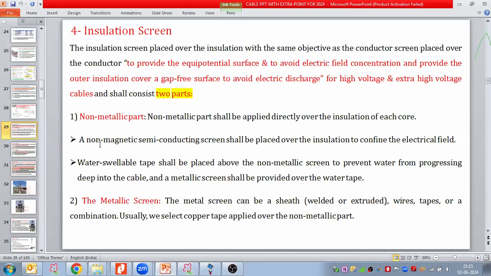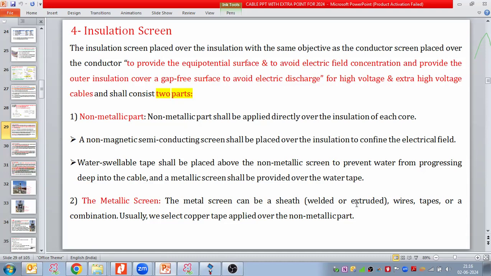And we take one water soluble tape, which shall be placed over the non-metallic screen to prevent water from progressing deep into the cable. So for that we are taking this water soluble tape, and a metallic screen shall be provided over the water tape. So we are taking another component in the cable, that is the metallic screen or metallic sheath. The metal screen can be a sheath.